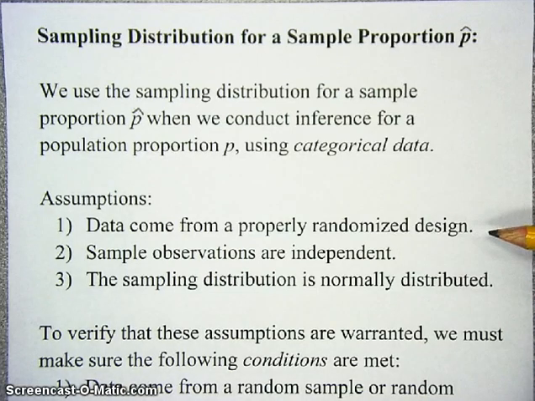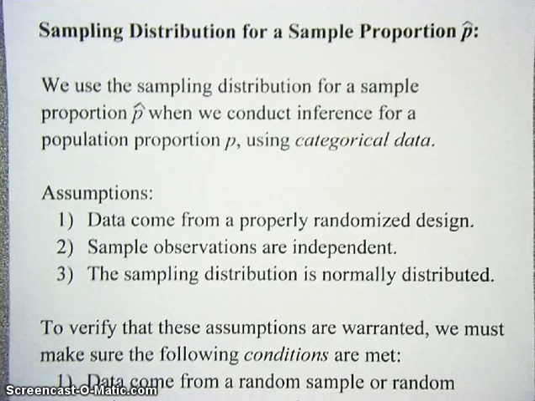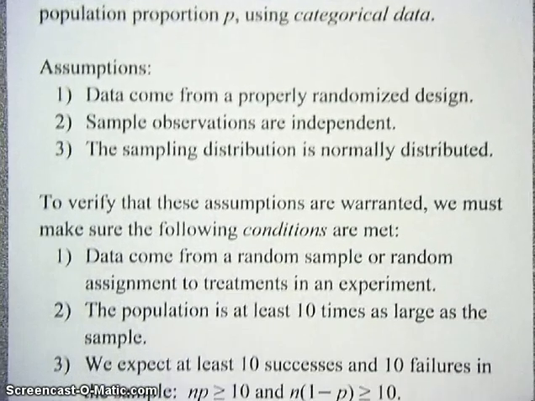The data must come from a properly randomized design. The sample observations must be independent. And third, the sampling distribution must be normally distributed. And we can verify that these assumptions are warranted by checking these conditions.